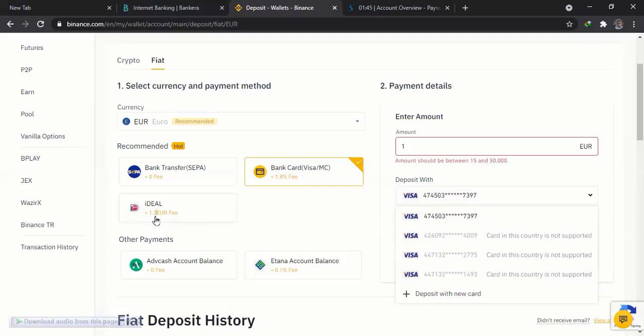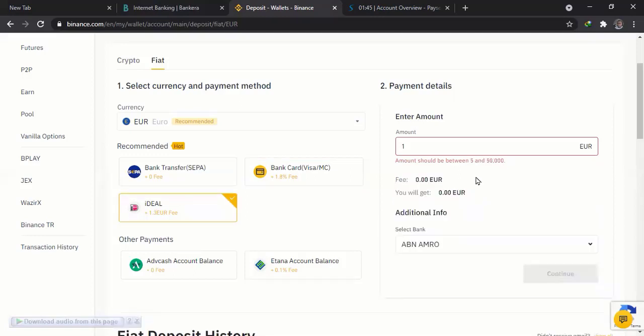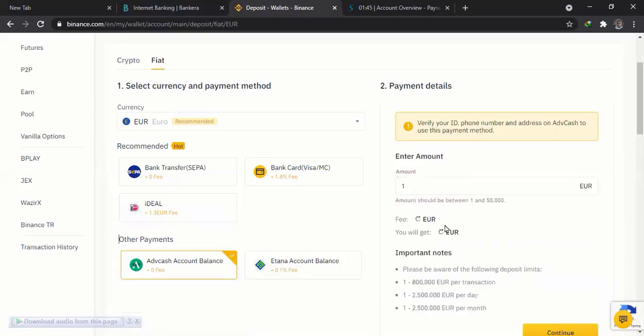The next method is iDEAL. Now, with iDEAL, the minimum you can purchase is €5. The maximum is 50,000. The fee for iDEAL is 1.3 euros. That's all you're going to pay using an iDEAL deposit. Advanced Cash, the minimum deposit is €1. The maximum is 800,000 euros, and there's a 0% fee. If you need to fund your Advanced Cash account, you can get in touch with me on the email addresses I'm leaving down below, and we can agree on something.